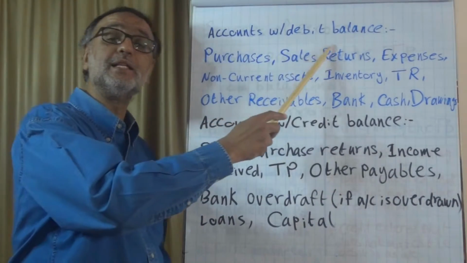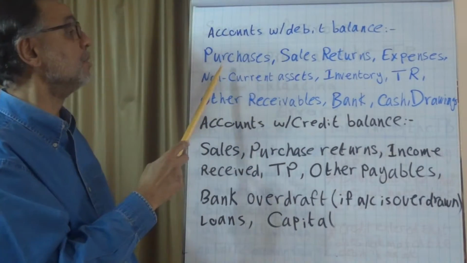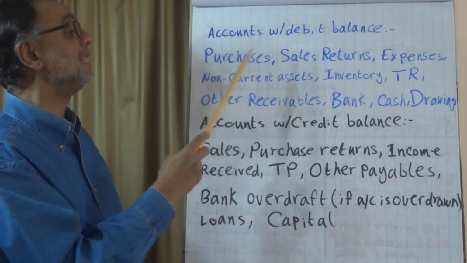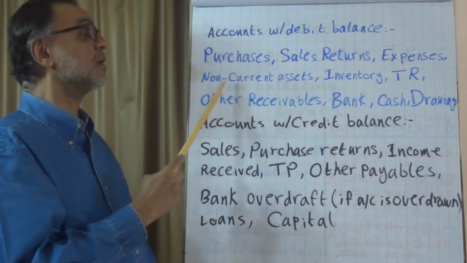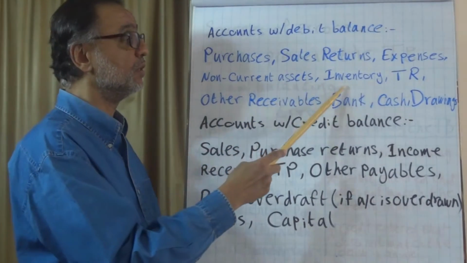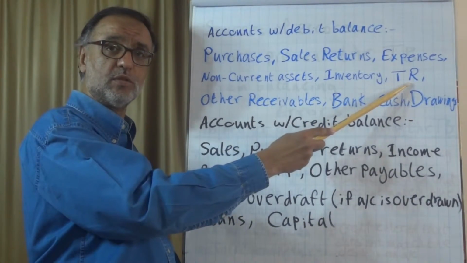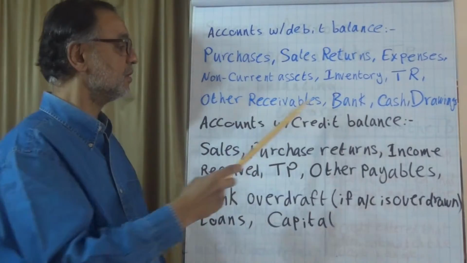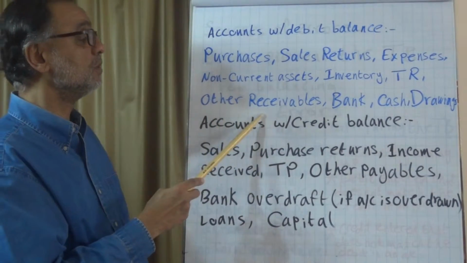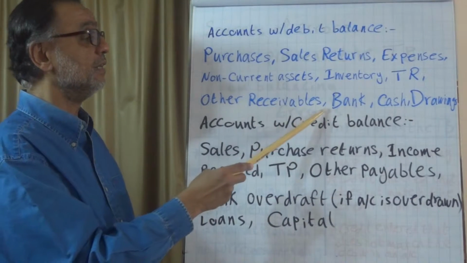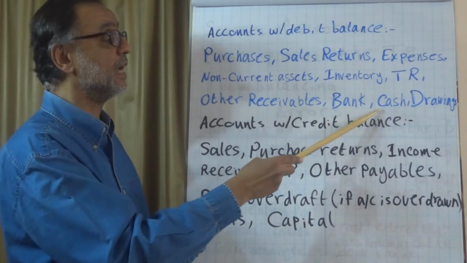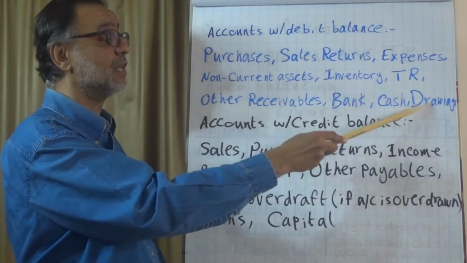Accounts with debit balances in the trial balance: purchases, sales returns, that's the opposite to sales, expenses, non-current assets, inventory, trade receivables that are part of the sales ledger, other receivables that are not part of the sales ledger, and bank and cash, plus drawings that might come by the owner.